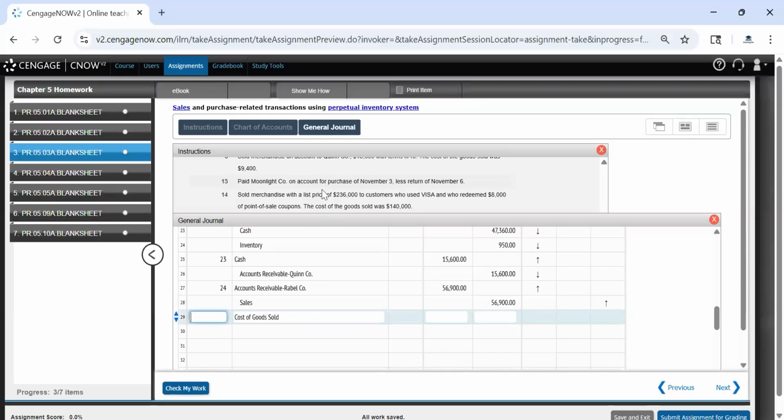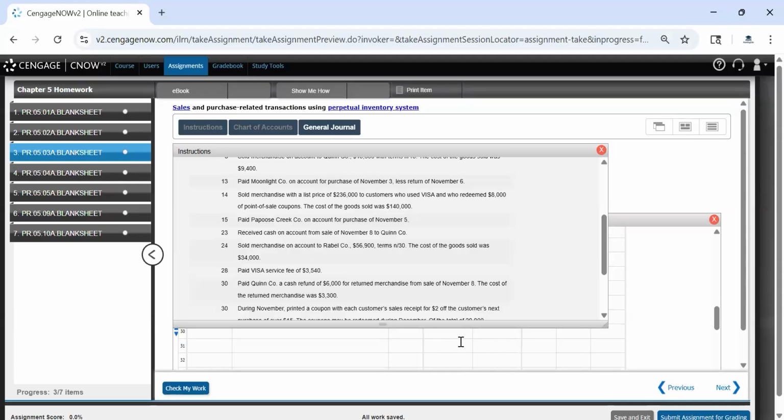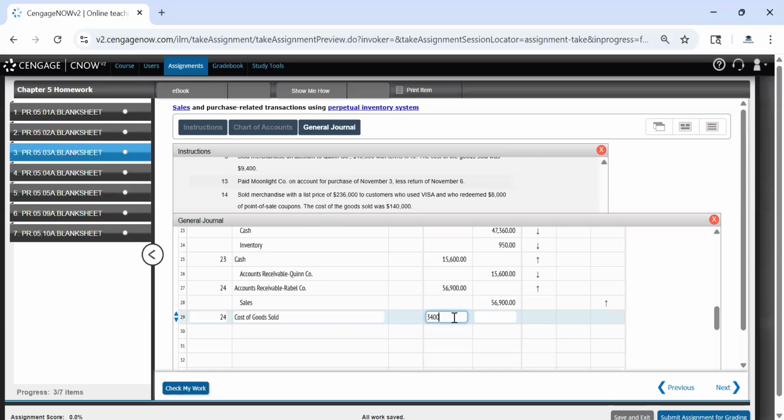Now we need our cost of goods sold entry, also on the 24th, $34,000. And that's going to reduce our inventory.